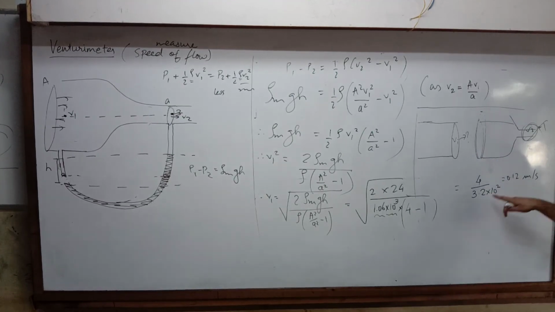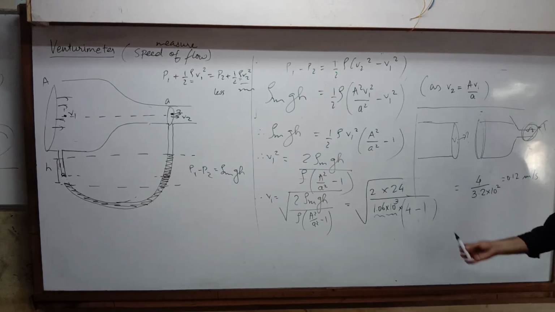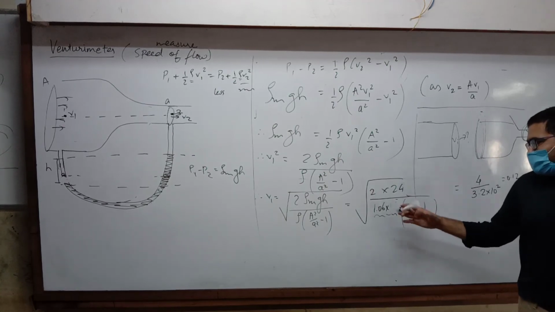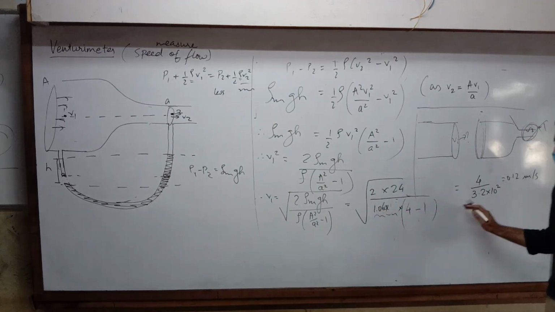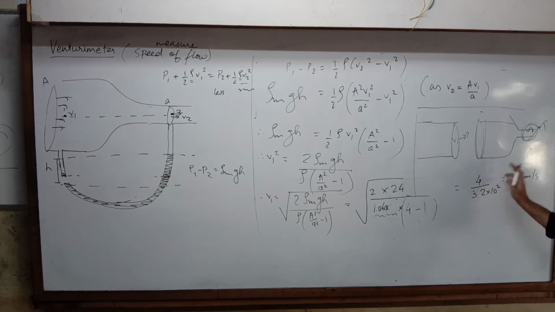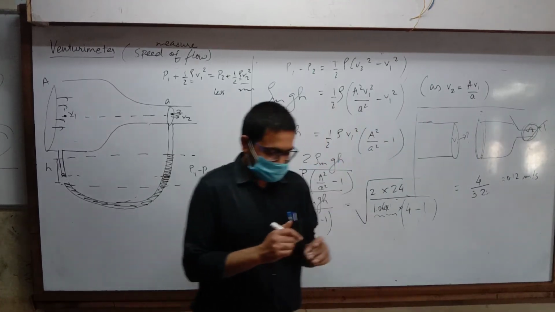I made a mistake with a zero. This is 1060, forget it. 1060, it is 32 upon 38, then 4. Okay, that's correct. Fine, 0.12 meter per second.